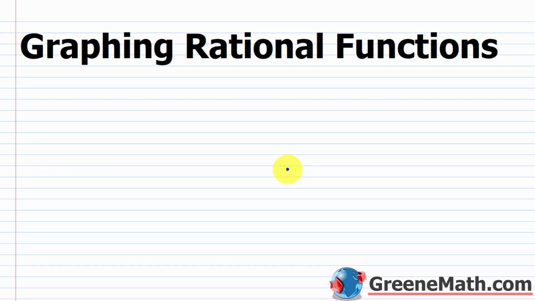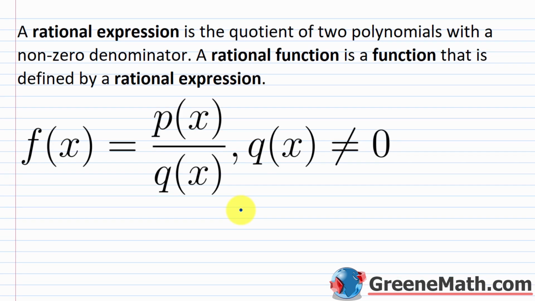In this lesson, we're going to talk about graphing rational functions. All right, let's start off with the definition of a rational expression. So a rational expression is the quotient of two polynomials with a non-zero denominator. Remember that we cannot divide by 0, so that's undefined in math. So a rational function is a function that is defined by a rational expression.